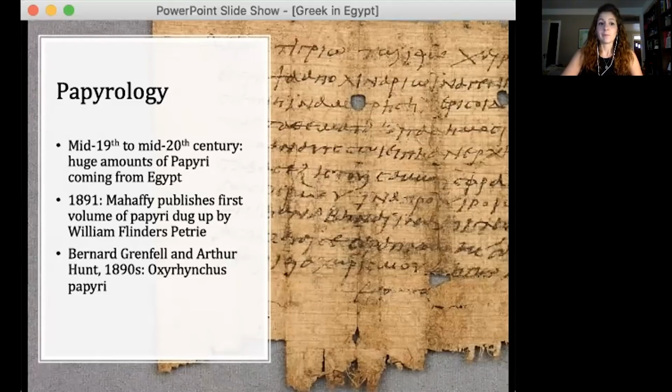A turning point in papyrology, or the study of papyri, came in the year 1891. John Mahaffy published the first volume of the papyri dug up by William Flinders Petrie in the Fayum in the late 1880s. Shortly thereafter, the Berlin Museum commissioned and published the first official facsimiles of their collection of Greek documentary papyri. A few years later, in 1896, the word papyrologist was used, first in French and then in English.